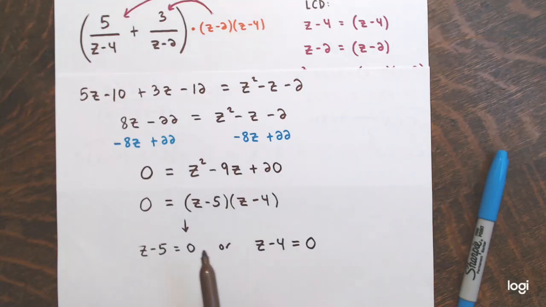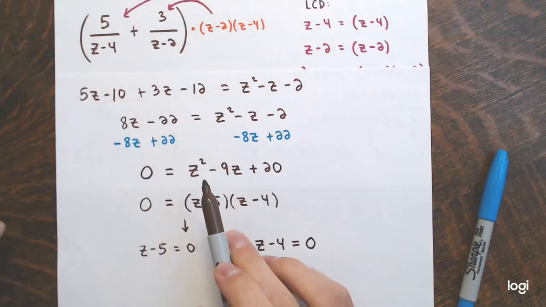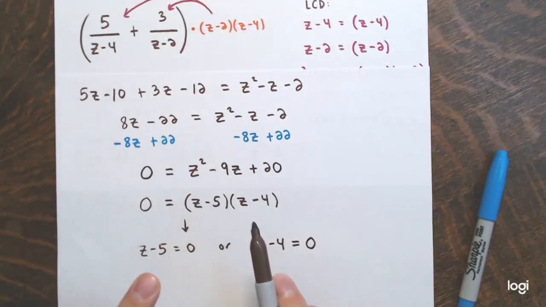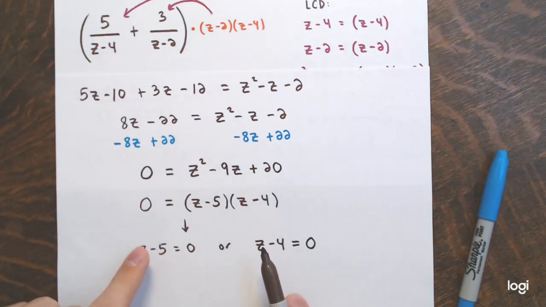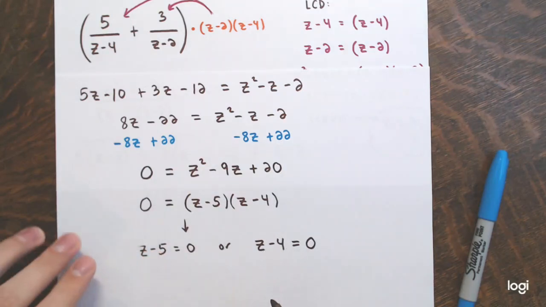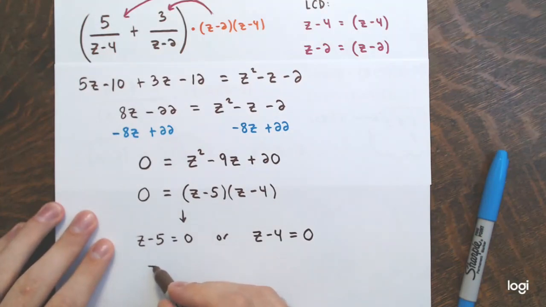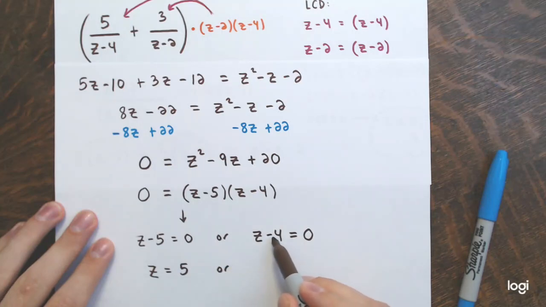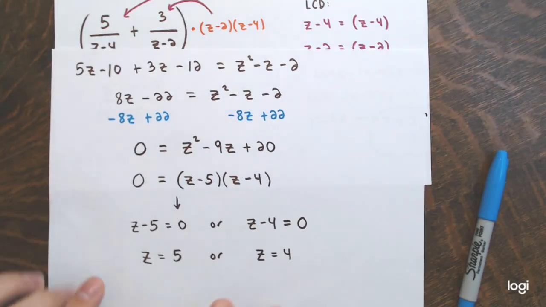And so what we've basically done is taken a degree 2 equation, a quadratic, and split it up into 2 degree 1 equations, or 2 linear equations. And you solve these. Here I would just simply add 5 to both sides. When z minus 5 is 0, z would be positive 5. And the same thing here, I would just simply add 4. z is positive 4. So here are the possible solutions to this equation.